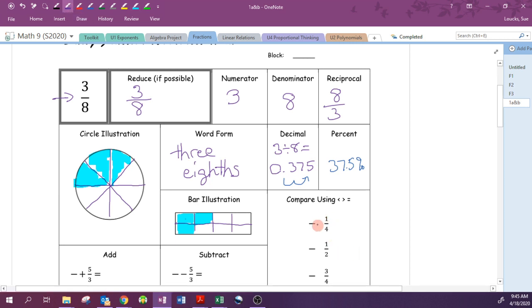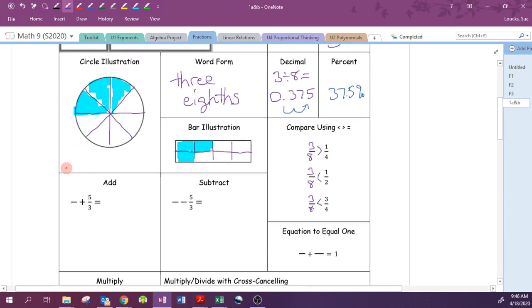This section over here we're comparing, and we need to write our fraction in here. So this is 3/8. Is 3/8 more than a quarter, less than a quarter, or equal to a quarter? I can look at my drawing and see clearly that 3/8 is more than a quarter, 3/8 is less than a half, and 3/8 is less than 3/4.